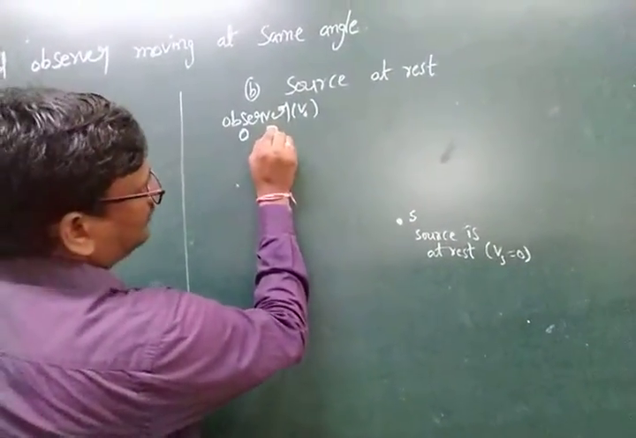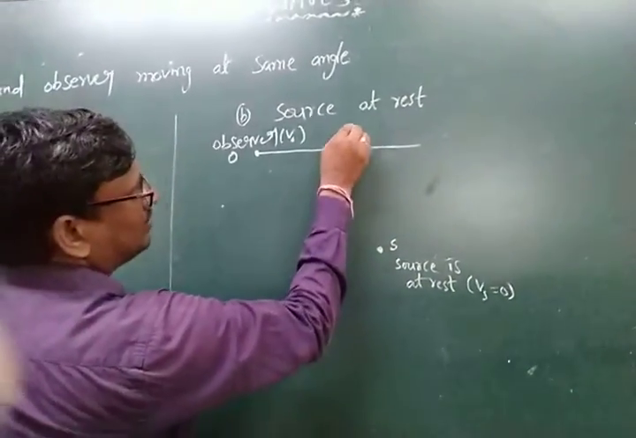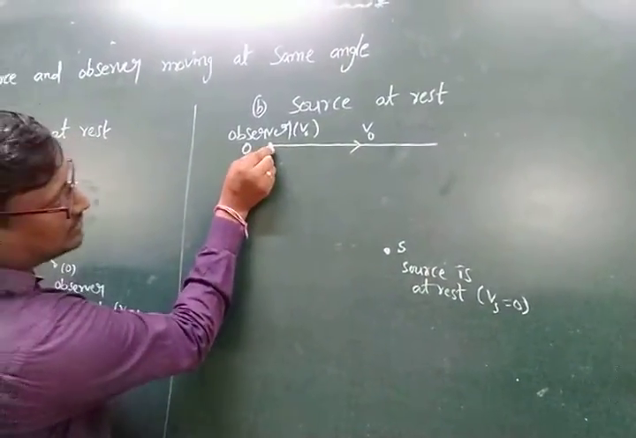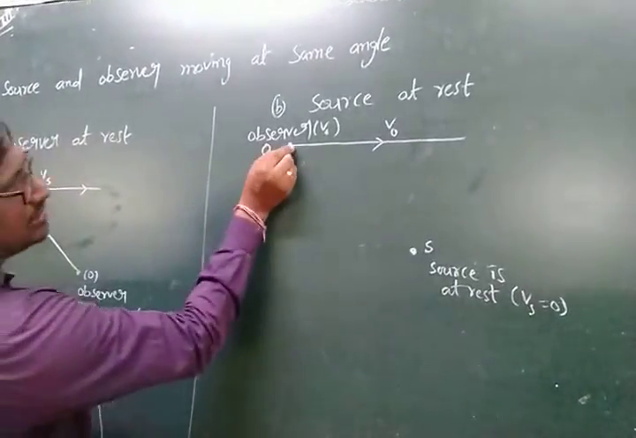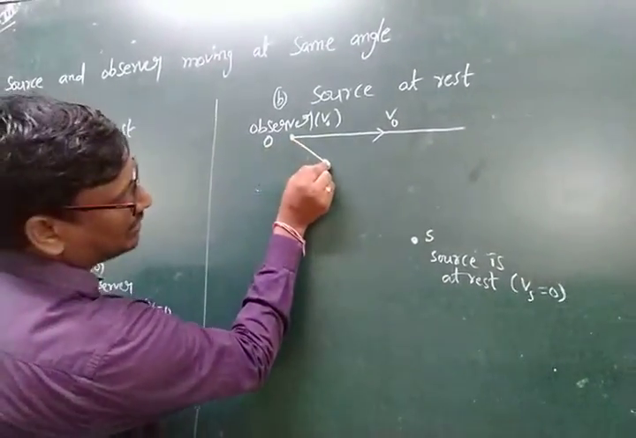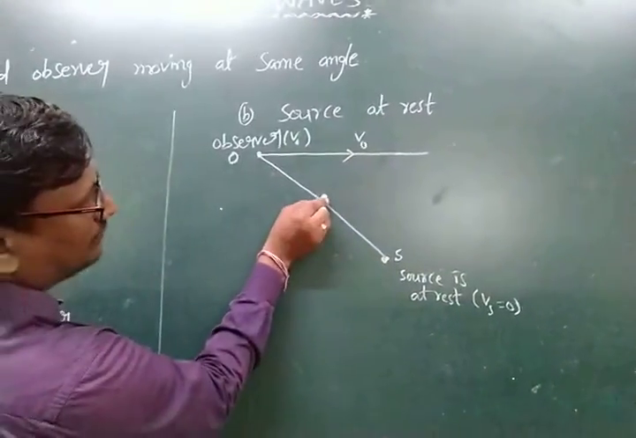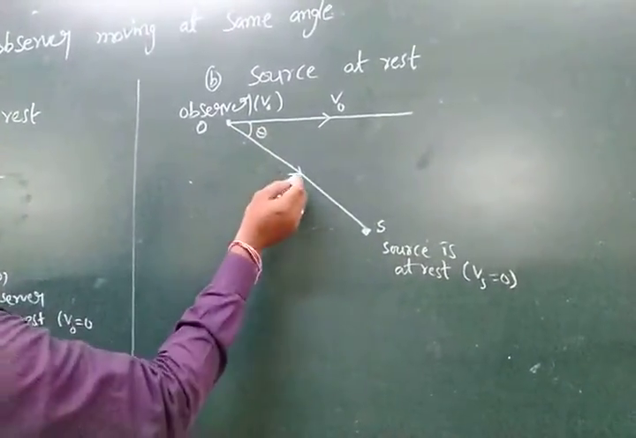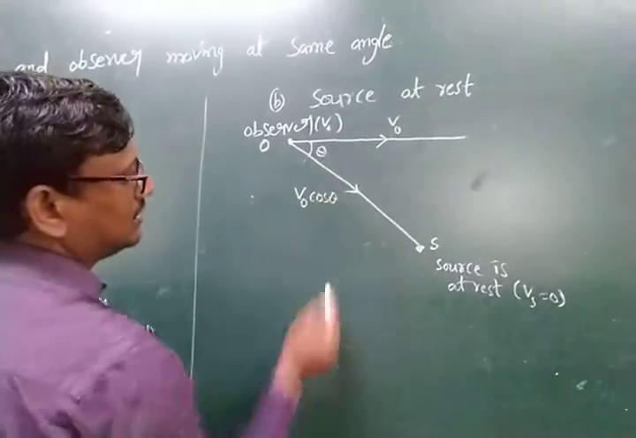Actually, this observer can be moving along a straight line, and this is the direction. How much is the velocity? V naught. But it's making an angle, so it is resolved into two rectangular components: a horizontal component and a vertical component. This horizontal component moves towards the source. The angle made is theta. This component is V naught cos theta.